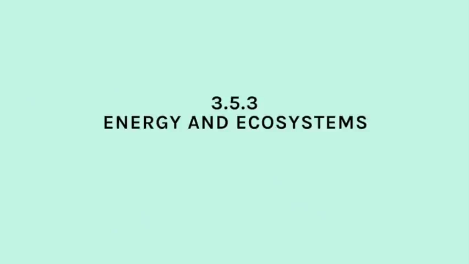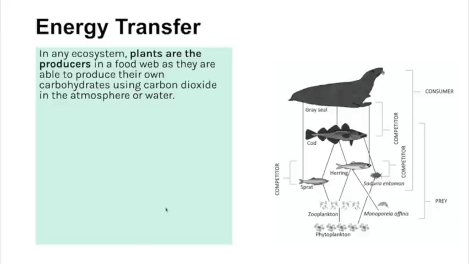The next bit in this topic is looking at how energy is transferred in an ecosystem. So it's looking at food webs. And all food webs begin with producers, which are green plants, because they can photosynthesize to use the light energy to make their own organic compounds. So they don't need to eat, they produce their own food.